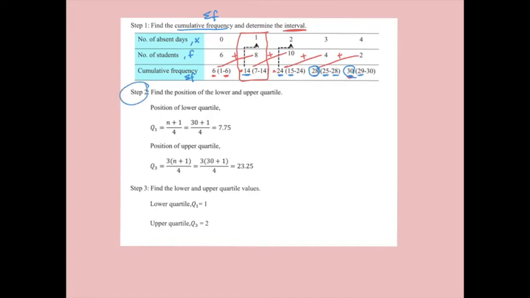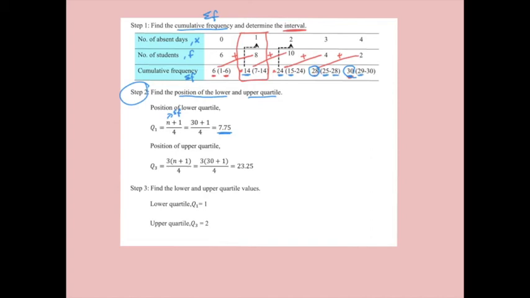Step number 2, you need to find the position of the lower and upper quartile based on the formula. We have the formula, we only need to replace the value. So n, in this case, is actually equal to the cumulative frequency. The total cumulative frequency that we have here is 30. So 30 plus 1, 31, divided by 4. So you are going to get 7.75. You need to refer to the interval that we have just now.